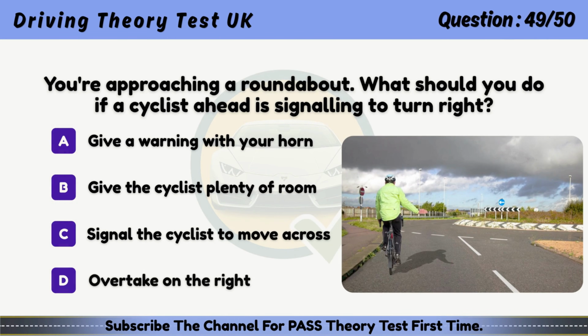Question 49. You're approaching a roundabout. What should you do if a cyclist ahead is signaling to turn right? Option A. Give a warning with your horn. B. Give the cyclist plenty of room. C. Signal the cyclist to move across. D. Overtake on the right.